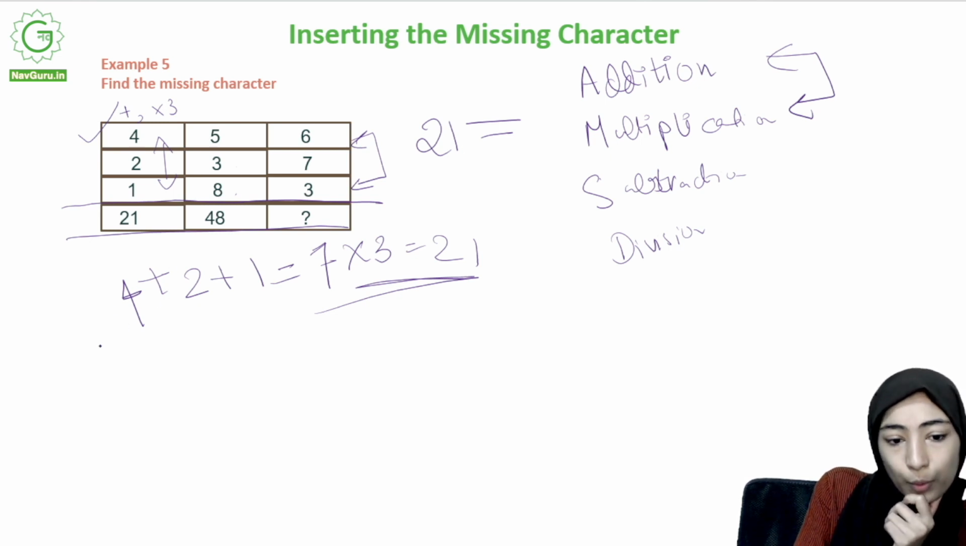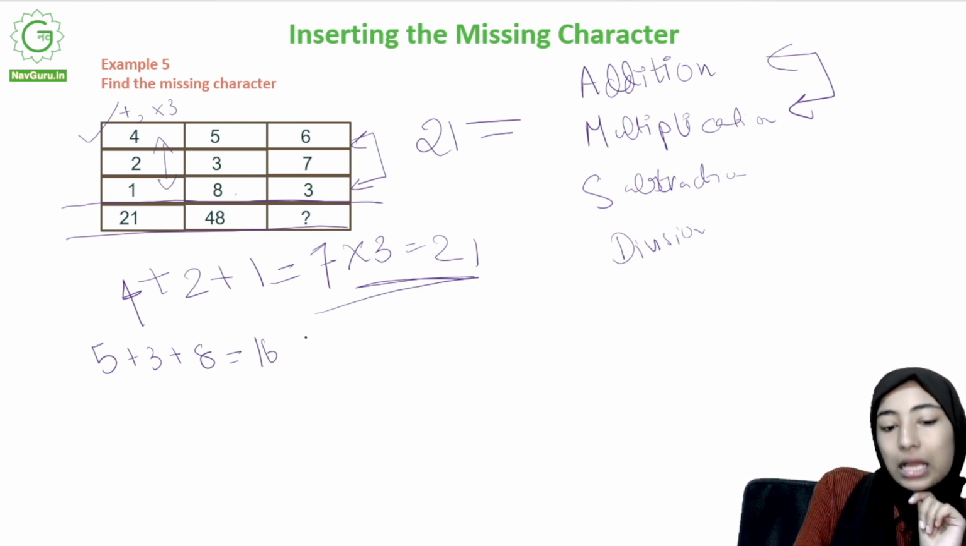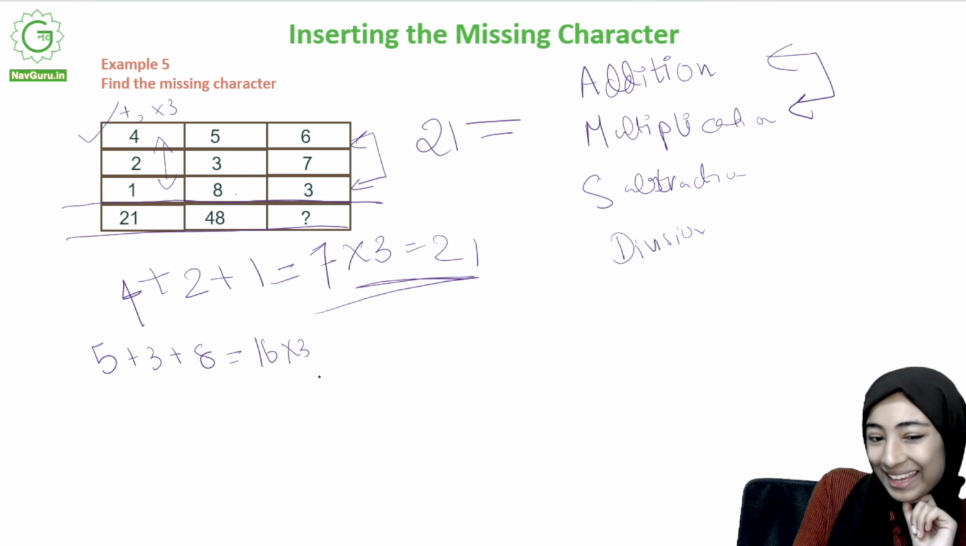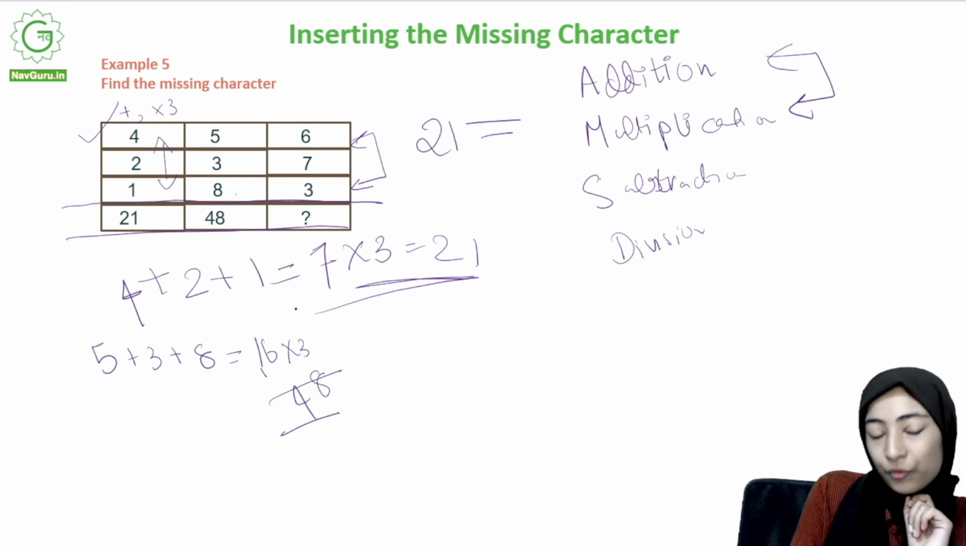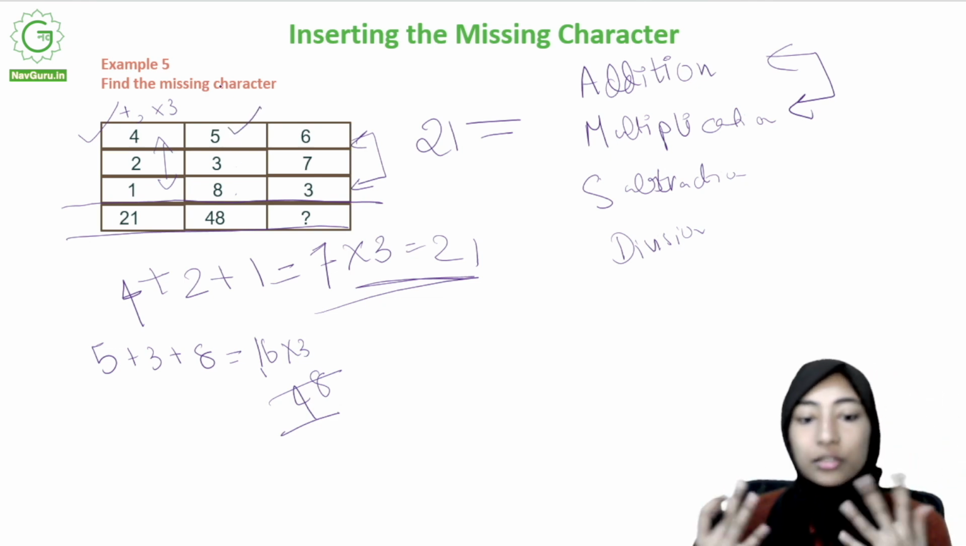Let's look at the second row. You have a 5, a 3, and 8. 5 plus 3 is 8. 8 plus 8 is 16. 16 into 3, what does it give you? 48. Right, so you've gotten 48. So you can be confirmed that this is indeed the formula.